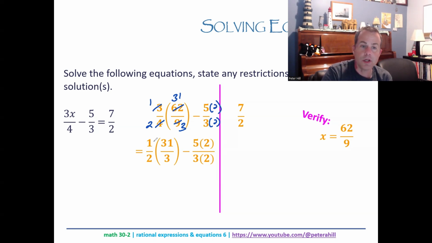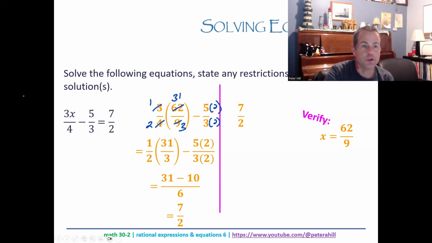Okay. Now, I'll actually do the math here. So this is going to be 31 over 6 minus 10 over 6. Just multiply the tops, multiply the bottoms. 31 minus 10 is 21. So 21 over 6. And then 21 over 6 reduces to 7 over 2.